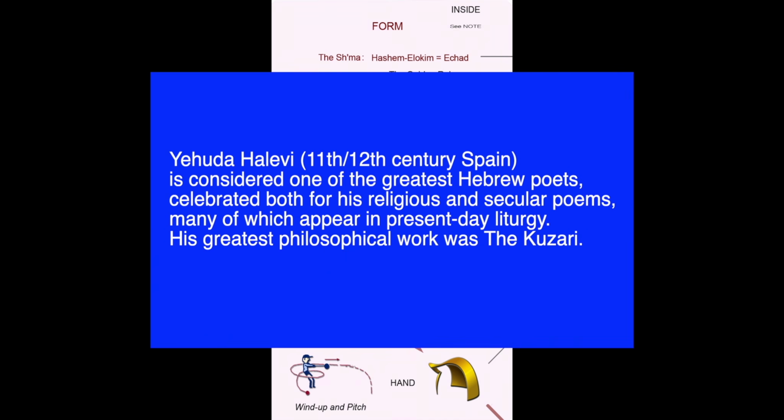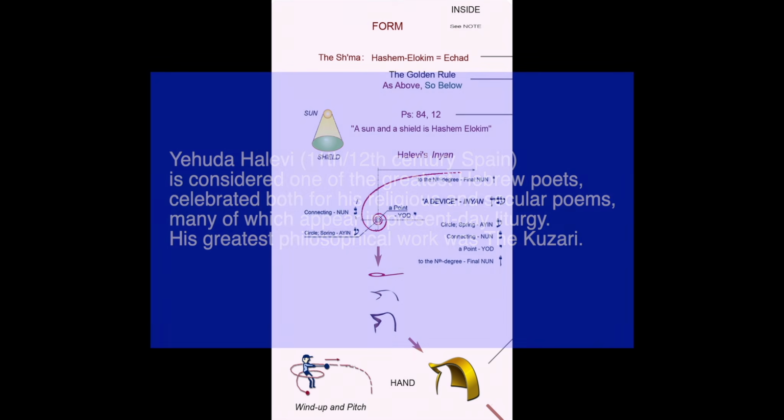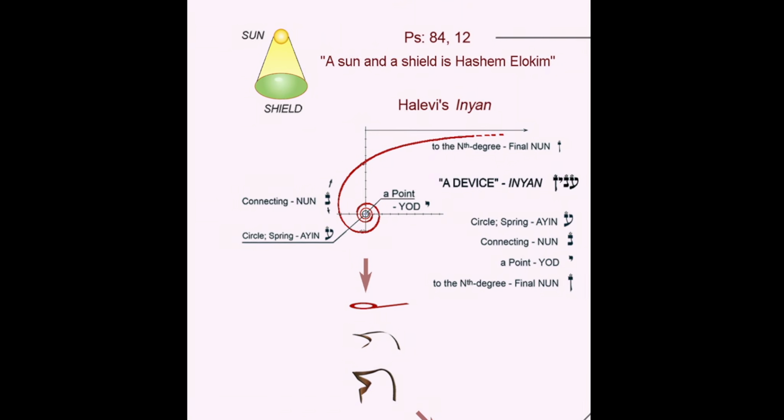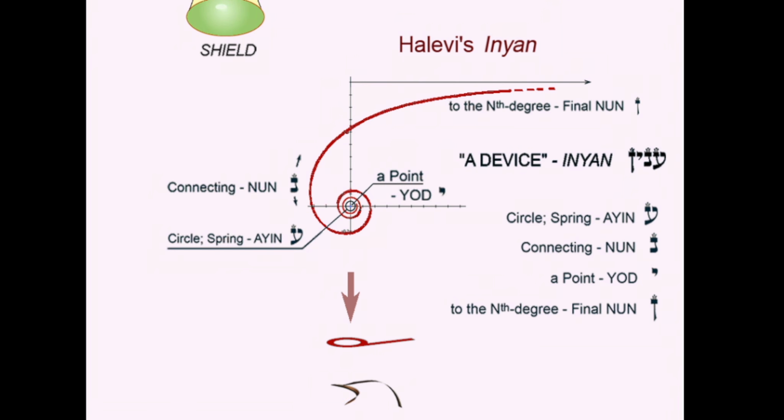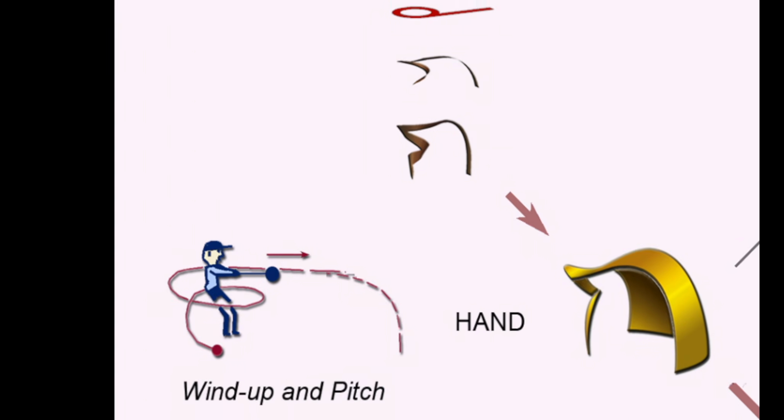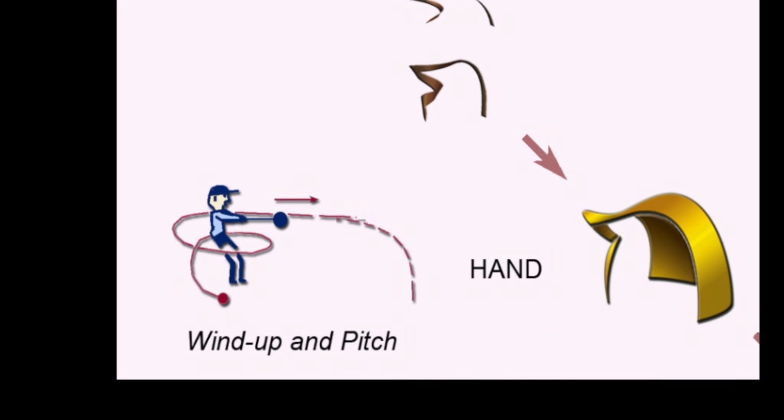He says that the letters come from a device which generates the letters in a meaningful way. And the word he uses for device, which now means just any device, at that time could be read letter by letter. The word is inyan, ayin nun, yud nun. Ayin is a circle, nun is a connection, yud is a point, and final nun is an infinite line. If you put them all together, you get a reciprocal spiral to the mathematicians. You get a circle line. Also, the wind-up and pitch form is a natural unfoldment of that sort.